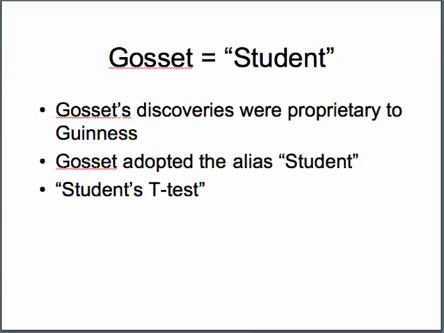Instead, he adopted an alias, calling himself Student. So this t-test is also known as the Student's t-test in honor of Gosset. Now we can move on to calculating the t-test.